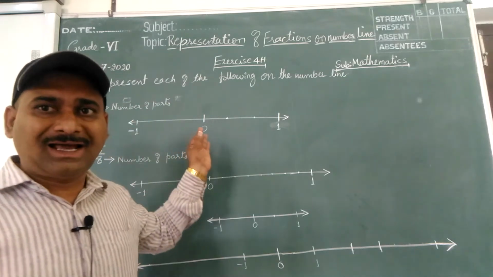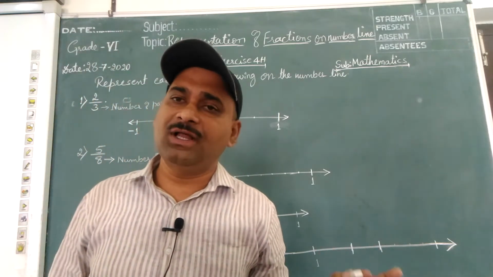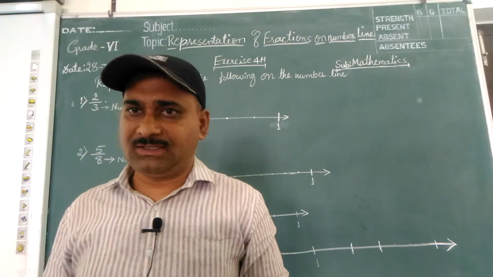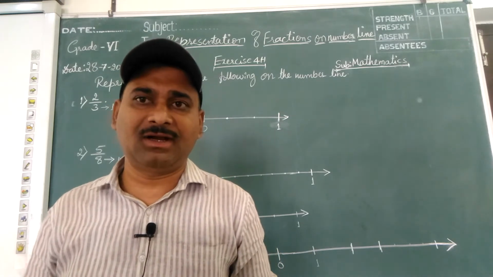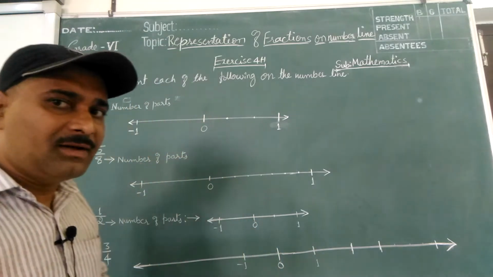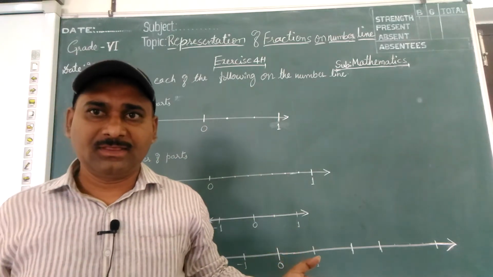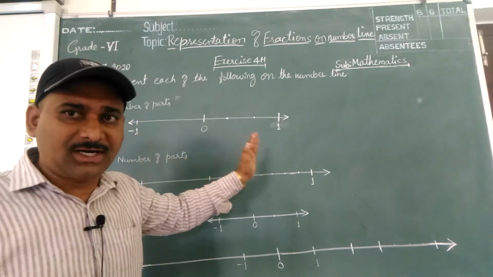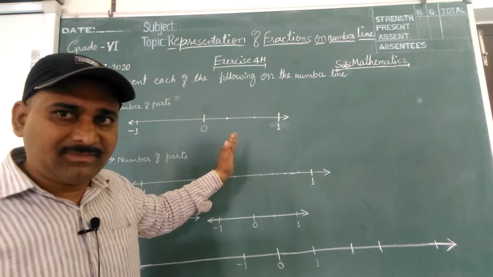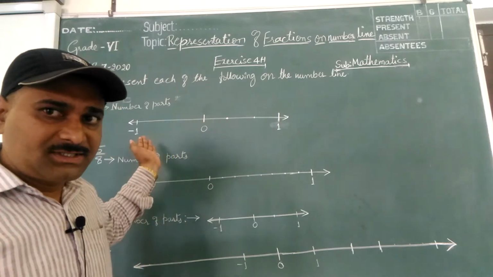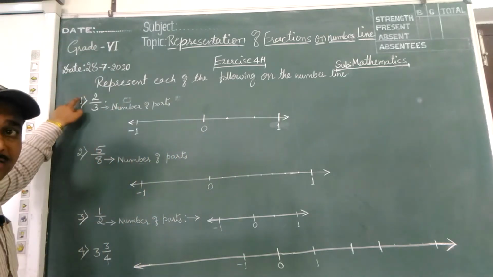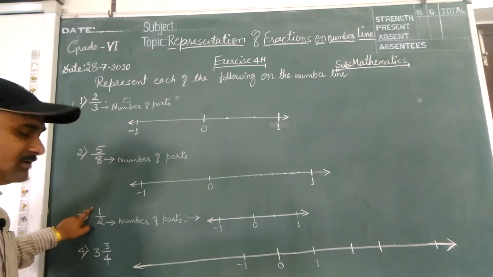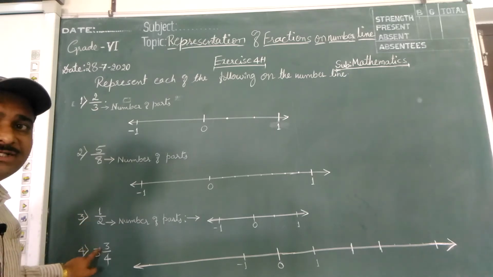When a fraction is given and you are asked to show it on the number line, you should draw the number line first. After that, children, very important, after drawing the number line, how many numbers we should write, that the question tells. You should decide that by looking at the question. See children, I have written 4 questions on the board. First one 2 by 3, second one 5 by 8, third one 1 by 2, fourth one 3 and 3 by 4.